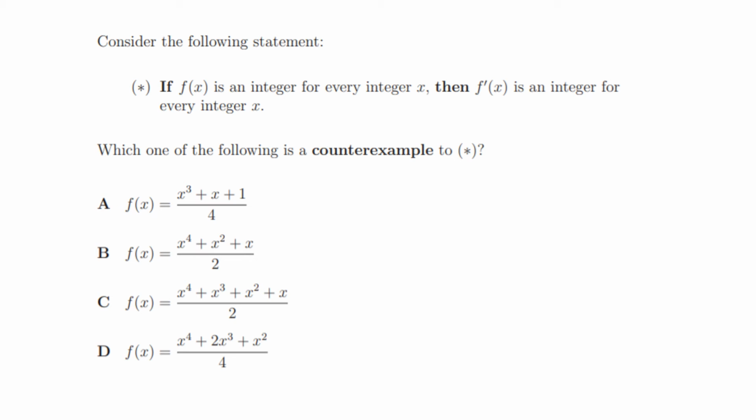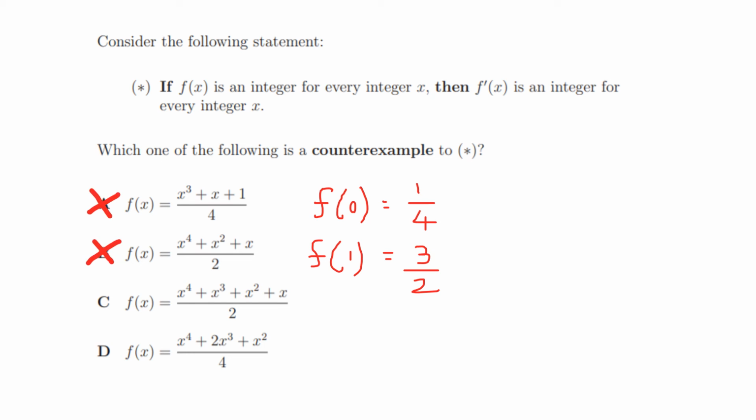Okay, now the easiest ones to get rid of are any that don't produce integers anyway. If the f of x don't produce integers, we can ignore them. That's the first part of the statement. And if they don't even produce integers there, we can safely ignore them. So let's have a look. Well, it turns out that a and b can both easily produce a non-integer. Remember, you can put any integer, and I've chosen 0 and 1, and I get a non-integer out. So we can safely ignore both of those.